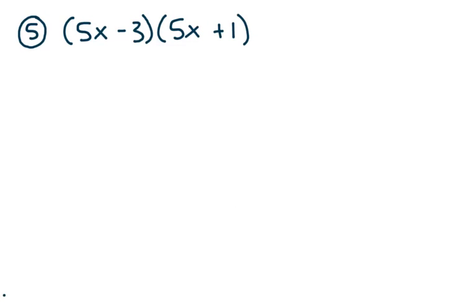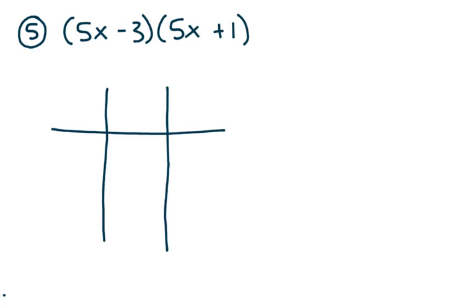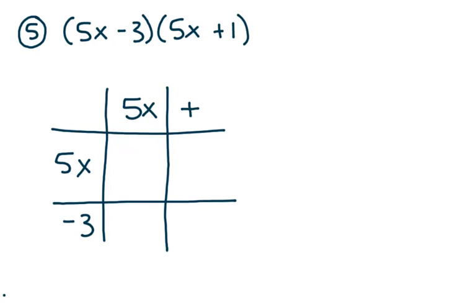In my fifth example, I'll go back to my grid and just fill everything right in with my two binomials. So I have a 5x minus 3 and a 5x plus 1. The operation is multiplication. So to start, I say 5x times 5x. 5 times 5 is 25. X times x is x squared. Next, I'll multiply my 5x times a positive 1. When I multiply that product, I get 5x.